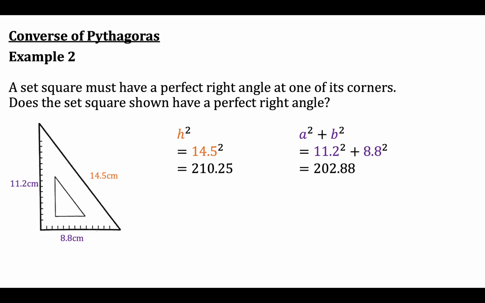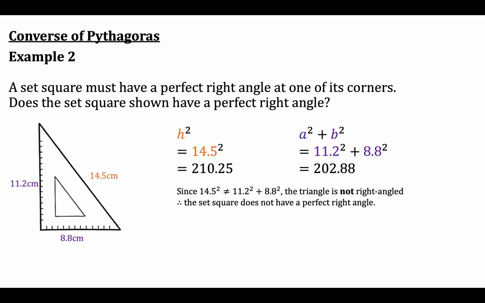Now hopefully you're realising at this point that these are not equal to each other. The two calculations we have done have different answers. So we need a numerical comparison again. The square of what we were thinking was our hypotenuse is not equal to the sum of the squares of the other two sides in this triangle. So we need to say since 14.5 squared is not equal to 11.2 squared plus 8.8 squared, the triangle is not right angled. Therefore, the set square does not have a perfect right angle. Because we have to refer this back to the question here.